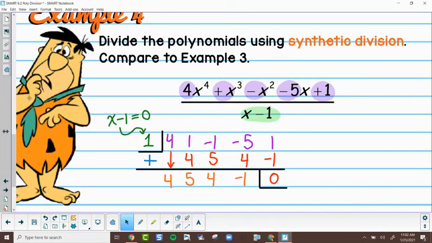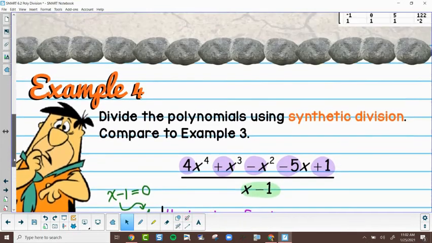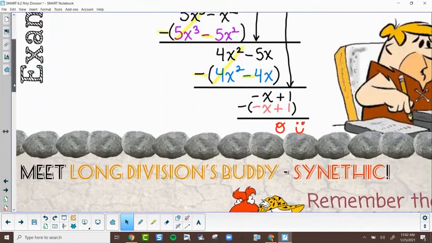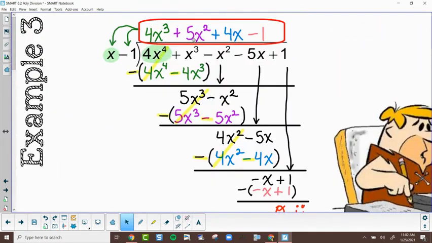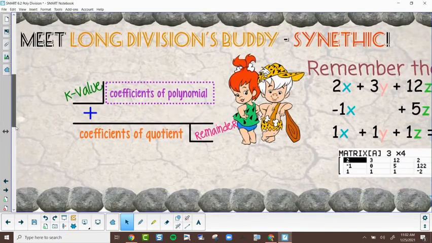4, 5, 4, negative 1. Where have I seen those numbers before? Oh, yeah. 4, 5, 4, negative 1. It's the exact same answer.